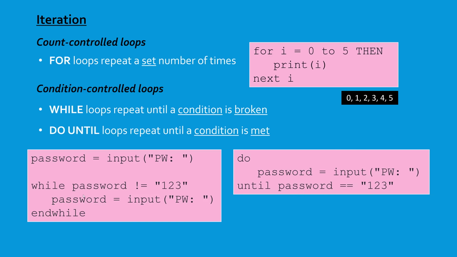A do until loop or a do while loop, they're the same thing, look a little bit different. The condition comes after the body of the loop, which means these loops always run at least once. A while loop might never run if the condition is false straight away, whereas a do until loop would run at least once. And you can see the condition itself is really the opposite of a while loop. So a while loop is quite negative, a do until loop is more positive, I would say.